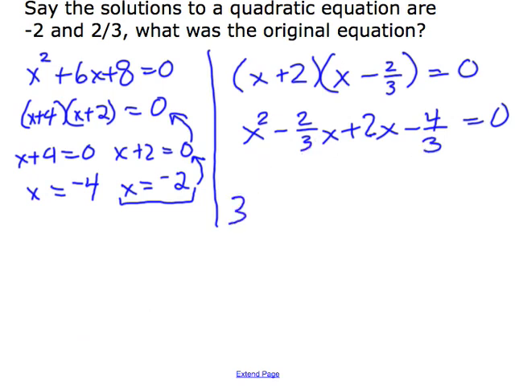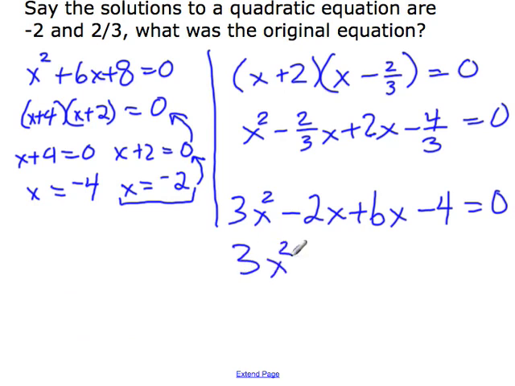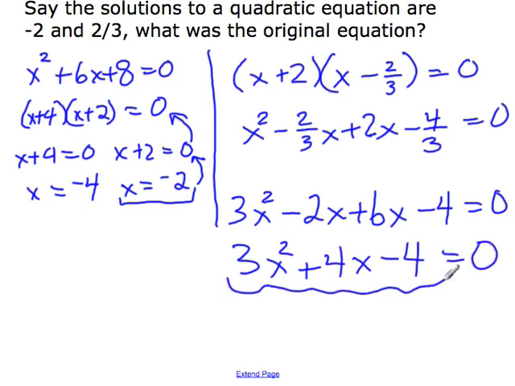So it'll be 3x squared. 3 times this would just be minus 2x. Times this by 3, it'd be 6x. Times this by 3, it'd be minus 4. Simplifying, I'd get 3x squared plus 4x minus 4 is equal to 0. This then would be my original quadratic equation for the minus 2 and 2/3 solutions. Okay, so it's sort of working backwards.